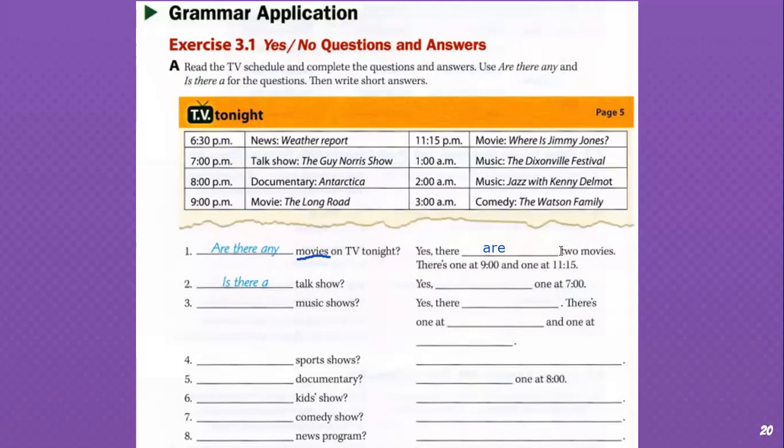Okay, yes, there is, exactly. We don't say there are. Yes, there is. Yes, because we talk about only one thing. In that case, yes, there is one at seven. Okay, number three. Thank you, Gerard.